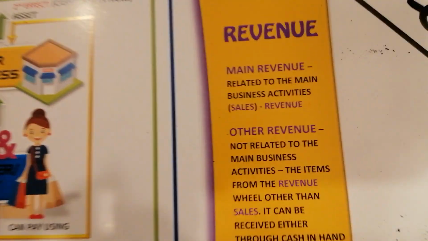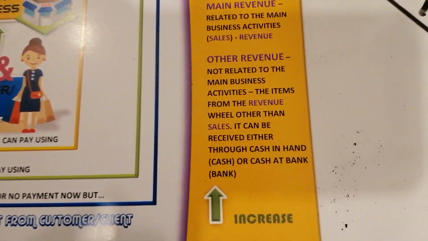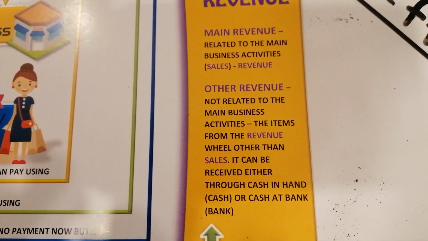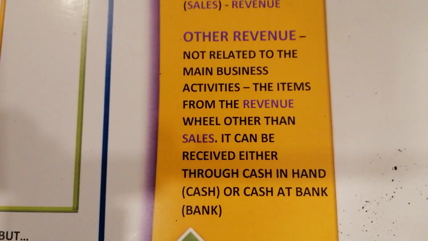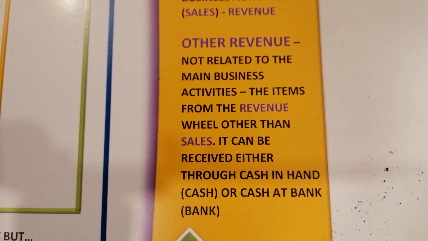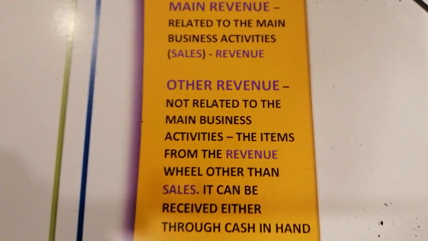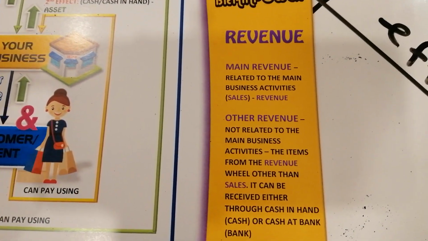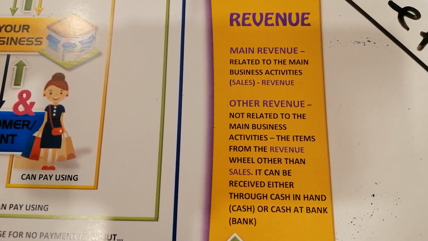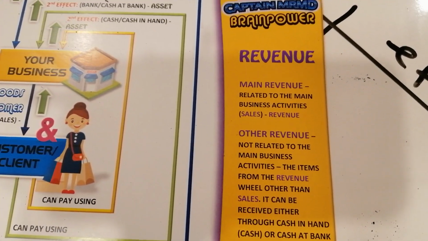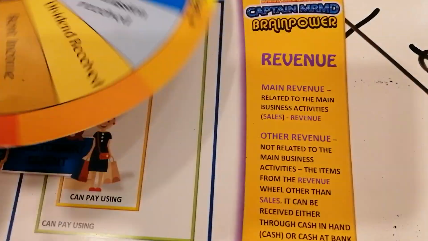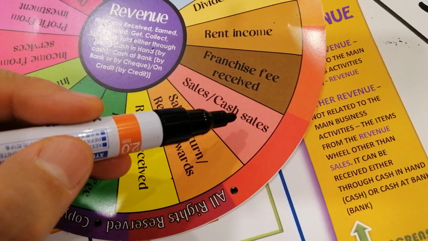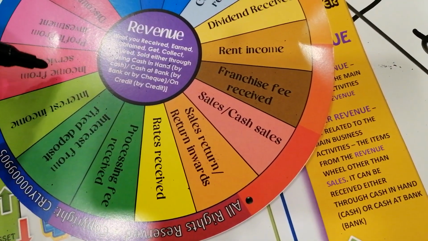Okay, other than main revenue, business also must be smart to generate other revenue or other income. Not related to the main business activity, the items from the revenue other than sales, we call it other revenue. So it has specific terms or specific names of the revenue. So you can check from the revenue wheel. Okay, this one. Other than sales or cash sales, you will see that this is other revenue.